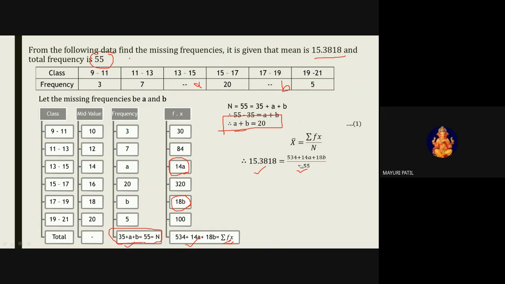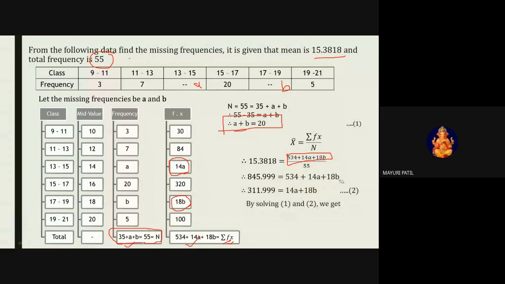Now we just simplify it. Just focus. This 55 is here in division, so we transfer it here by multiplying this amount. So this left side becomes 845 plus 0.999, so it's near about 846. The rest remains as it is. Now here it is a plus, and transferring it here it will be a minus. So the left side is 311.999, equal to 14a plus 18b.